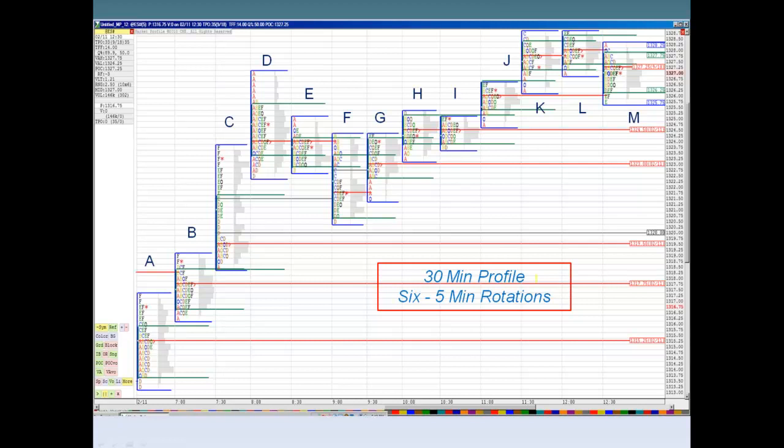We know already that we have 6 5-minute rotations, and each rotation relative to the one before it gives us a little bit of information in terms of directional movement and whether we're developing higher highs, higher lows, so we have a directional movement, or if we're in fact just consolidating and getting more and more prints in the same value area.